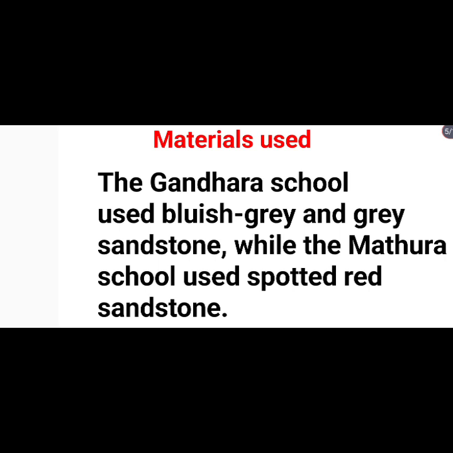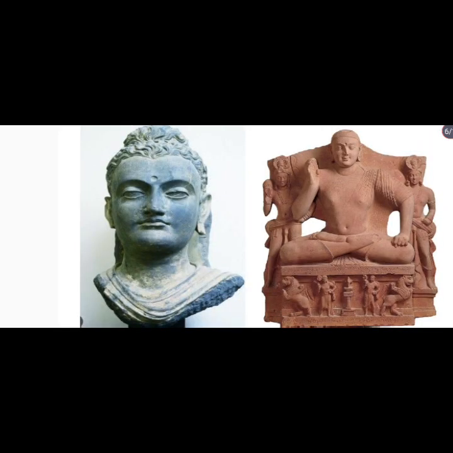So we see that most of the temples in South India are made of red sandstone, and in Uttar Pradesh and the UP side, the east side, their temples and their statues are made from grey and bluish sandstone. See the pictures of both schools. The first is the bluish grey sandstone, and the next is the red sandstone statue.